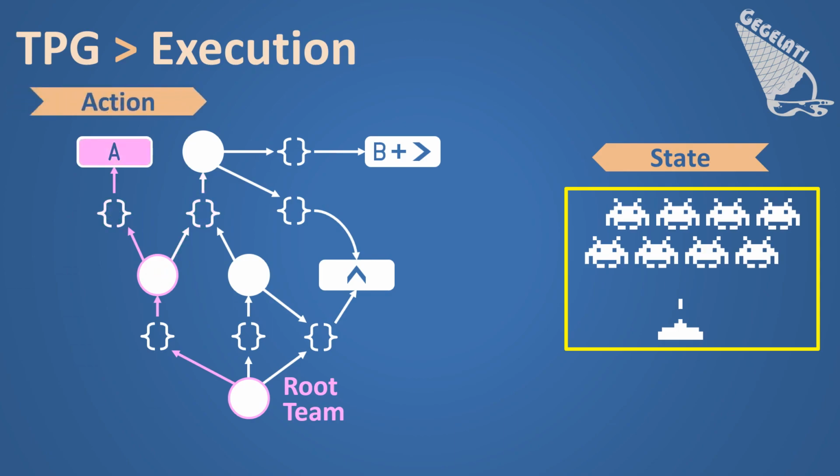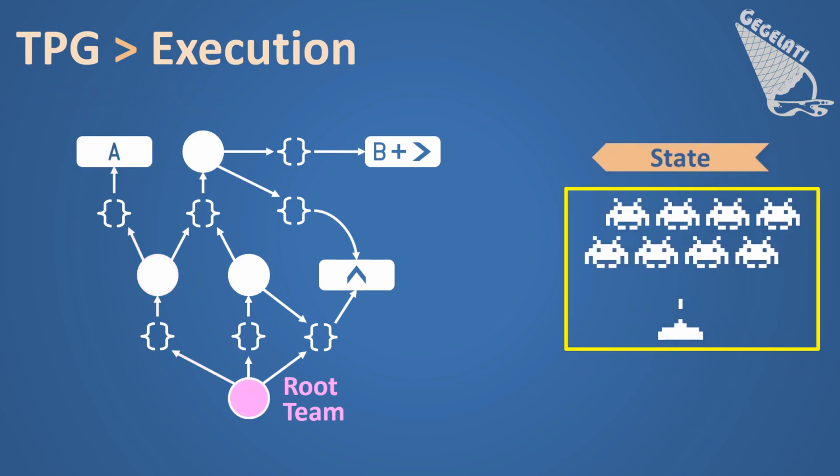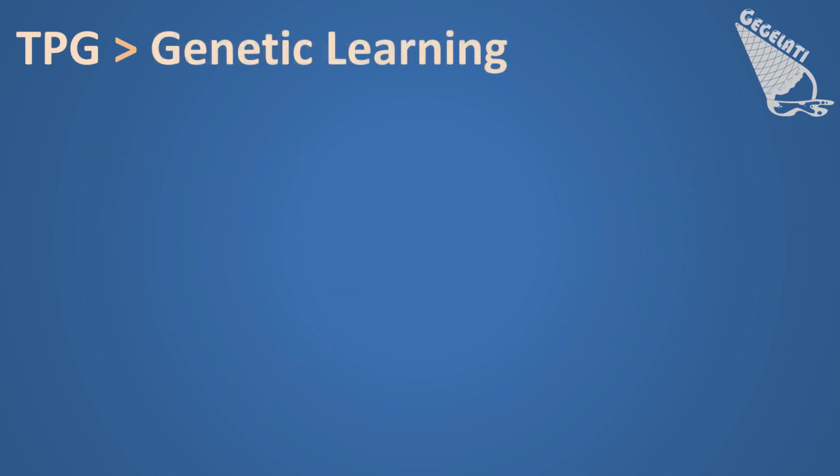Eventually, the TPG execution will reach a leaf vertex of the graph associated to an action. This action is executed, and the TPG restarts its execution on the next state of the environment. In order to build a TPG graph capable of setting new high scores in your favorite video game, a genetic learning algorithm is used.